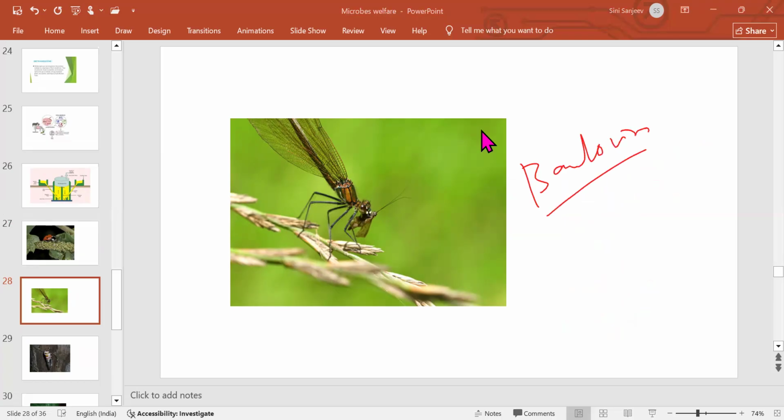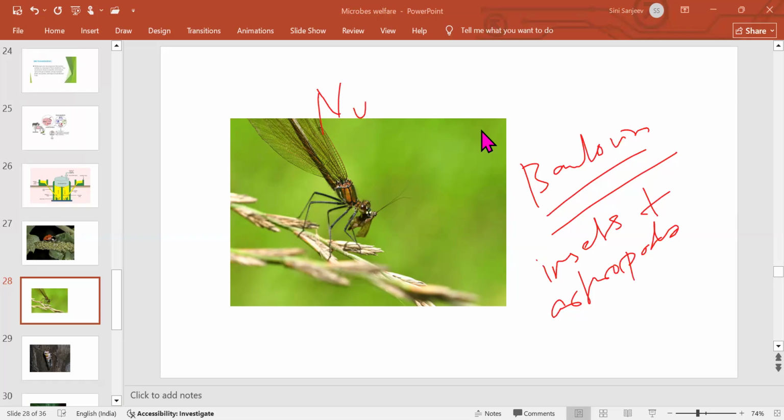Baculovirus. Now, this is a very important question. Baculoviruses are pathogens for insects as well as for arthropods. This baculovirus usually comes under the genus which is called nucleopolyhedrovirus.